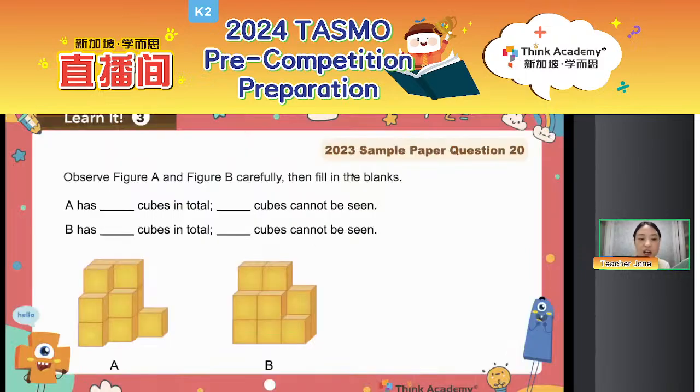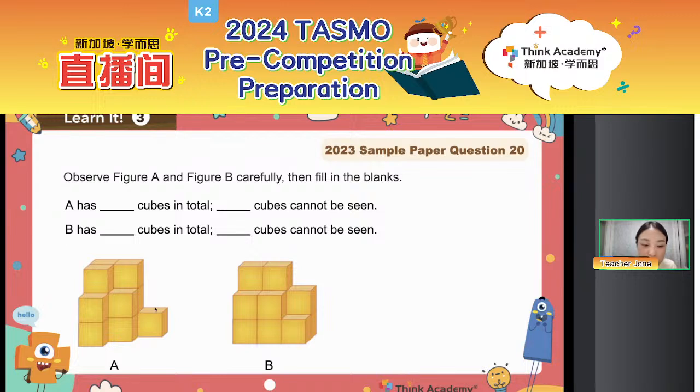Okay, everyone, this time let's have a look at this question. This is the question from 2023 sample paper question 20. Observe the figure A and figure B carefully, then fill in the blanks. This time, I think the question will be easy peasy lemon squeezy for all of you, right? So let's have a look. A has how many cubes in total? Everyone, do it with Teacher Jane, label on your book.